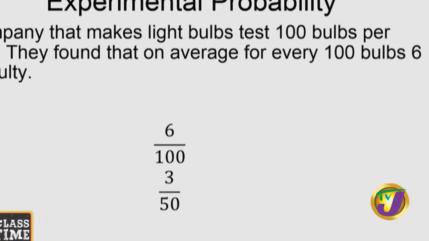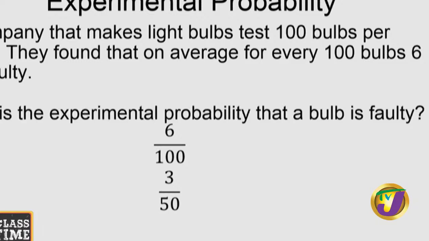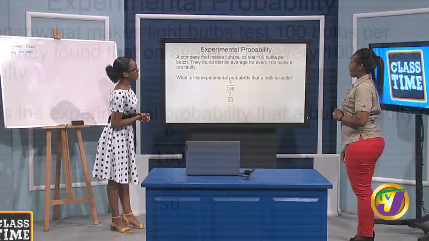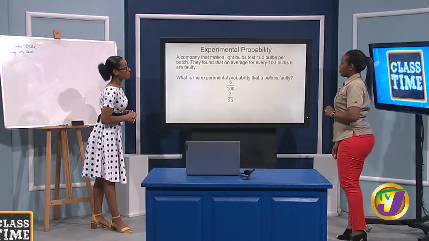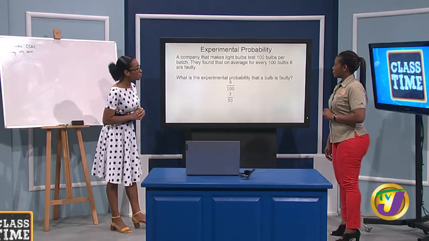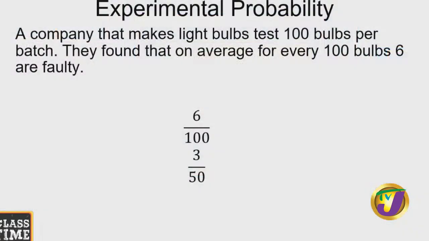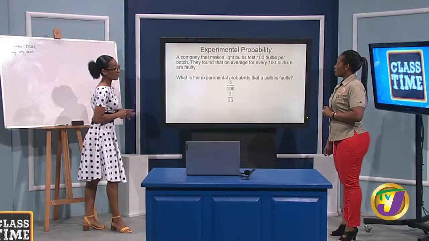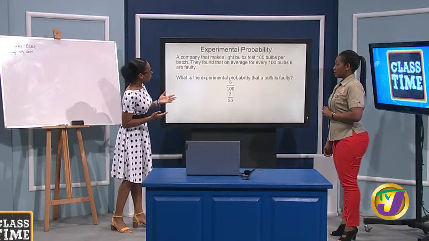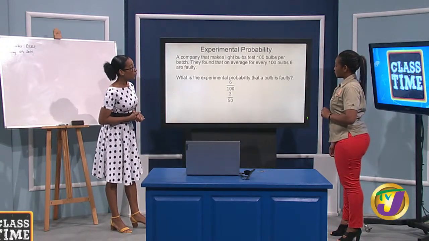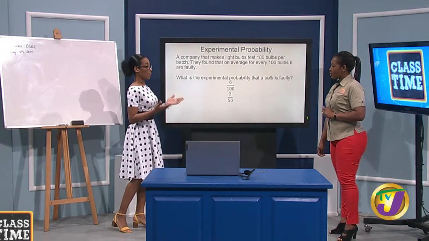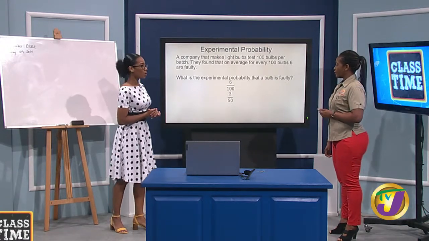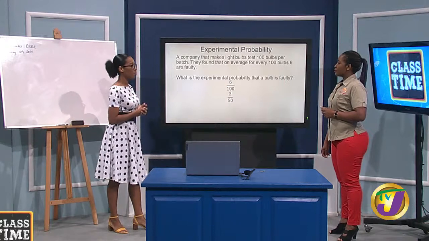All right, so before we begin, we just want to take a quick recap of what we looked at yesterday. Here we're looking at experimental probability. A company that makes light bulbs tests 100 bulbs per batch. They found that on average for every 100 bulbs, 6 are faulty. What is the experimental probability that a bulb is faulty? So here we were told that for every 100 bulbs, 6 are faulty. So we knew it would be 6 out of the 100. Out of the 100, because the 100 would have been our total possible trials.